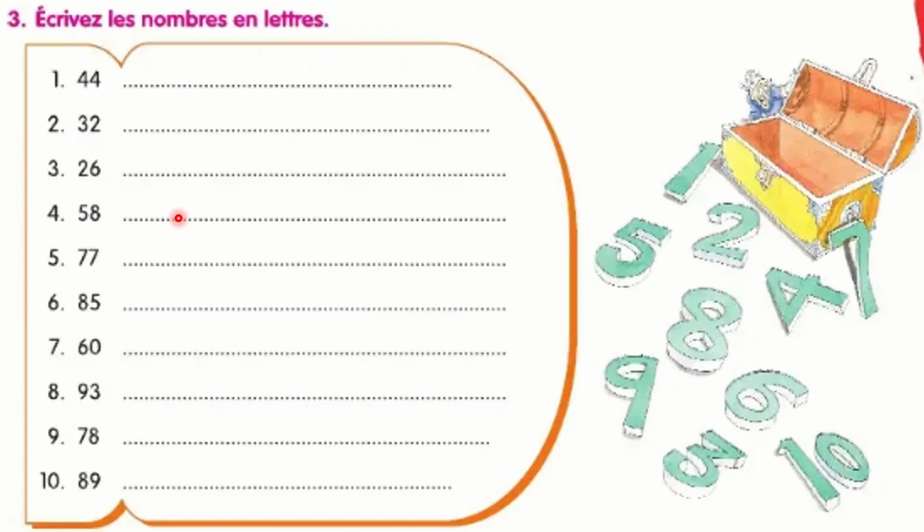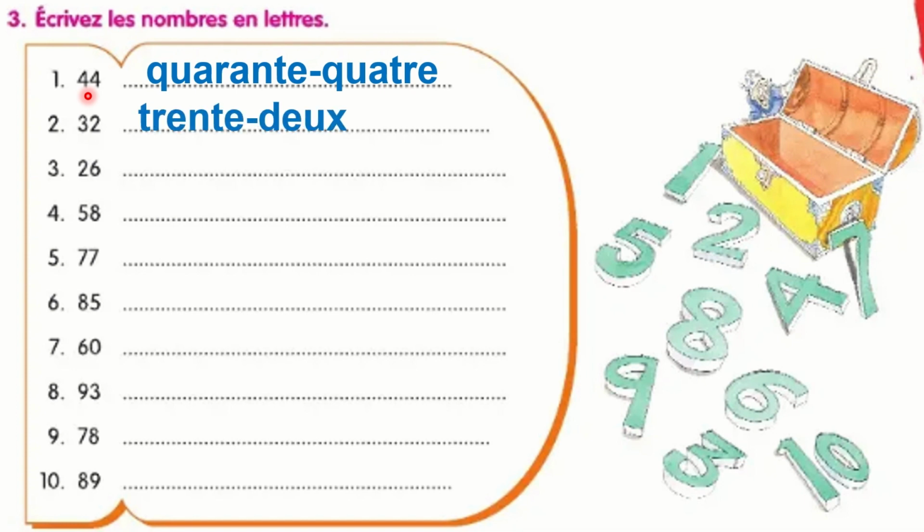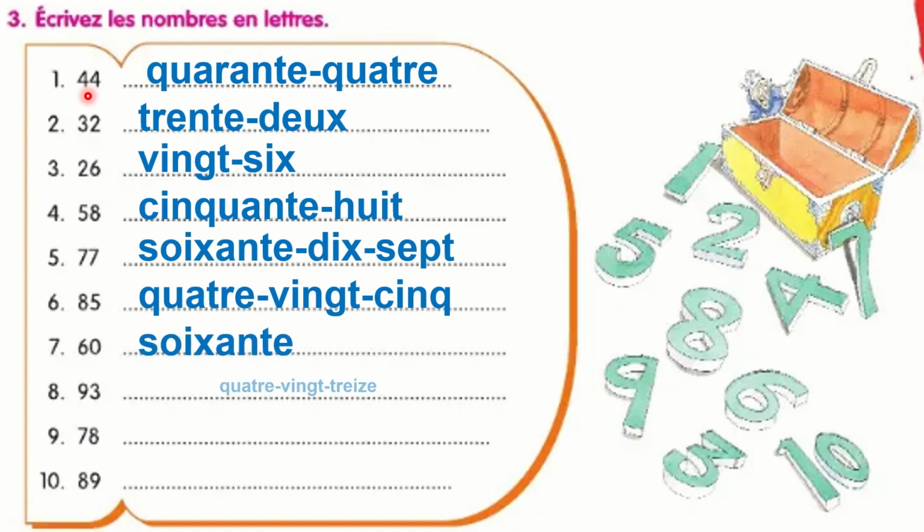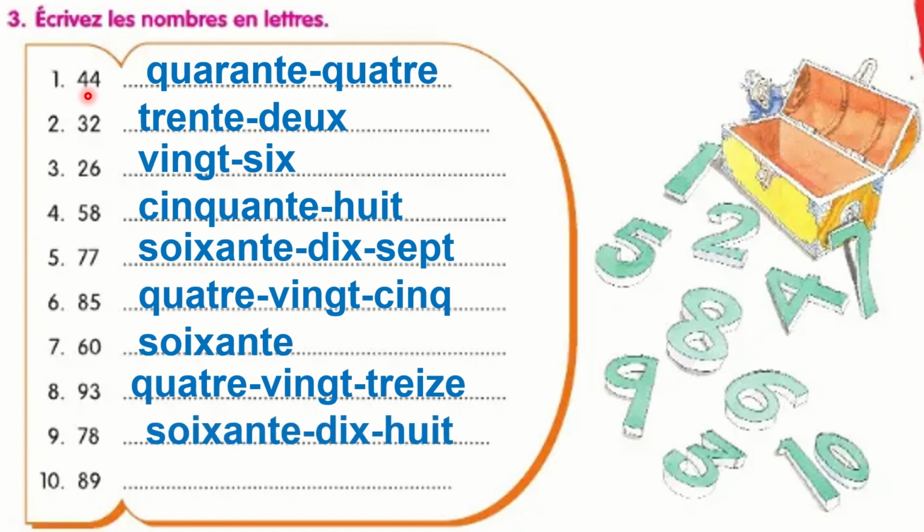Now here we are at question number 3, that is écrivez les nombres en lettres. That means write these numbers in letters. So these are the English ones and we need to write them in French. Firstly we have 44, 32, 26, 58, 77, 85, 60, 93, 78, 89.